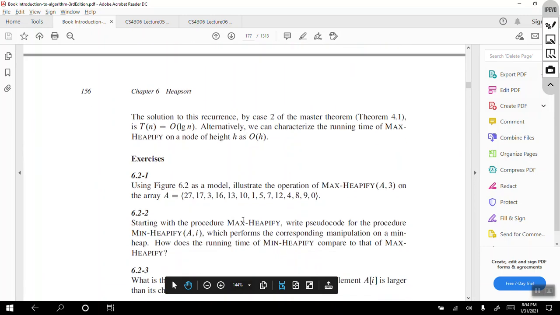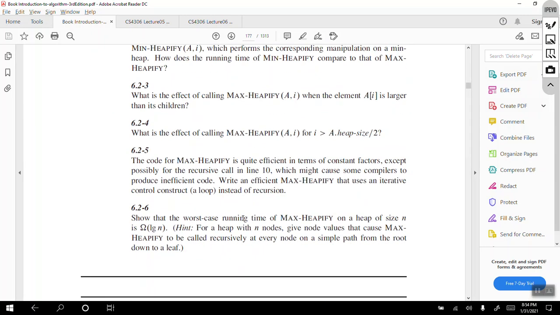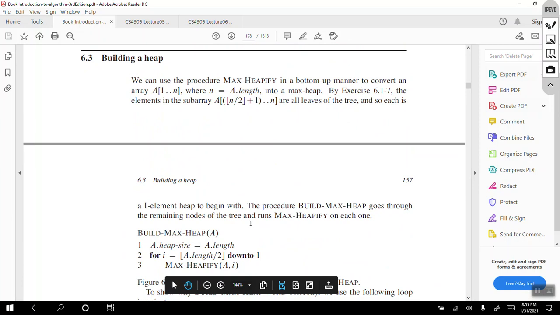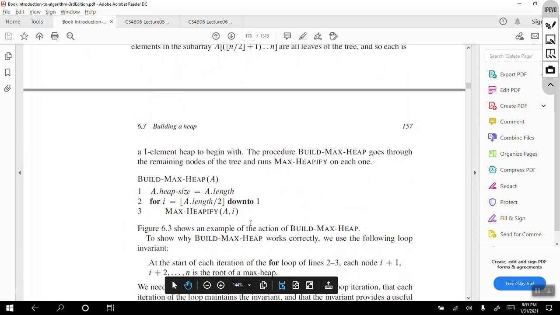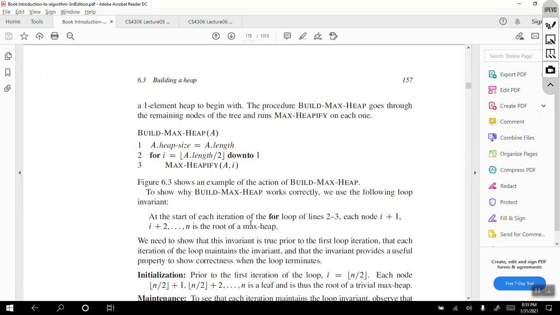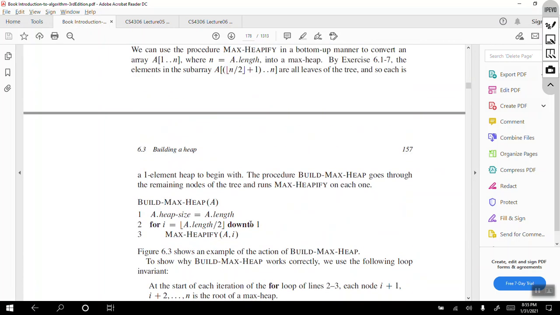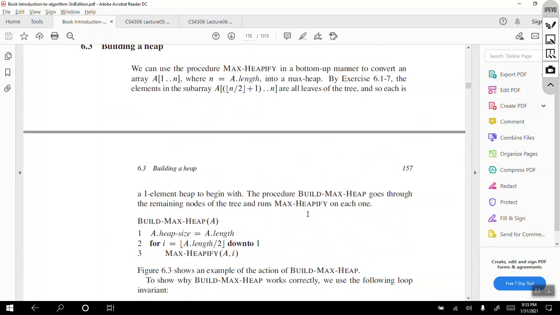Then we will see how to build a heap, actually a max heap, and then use the Heapify and max heap algorithms to develop our Heapsort algorithm. Actually, let me do that in my next lecture.